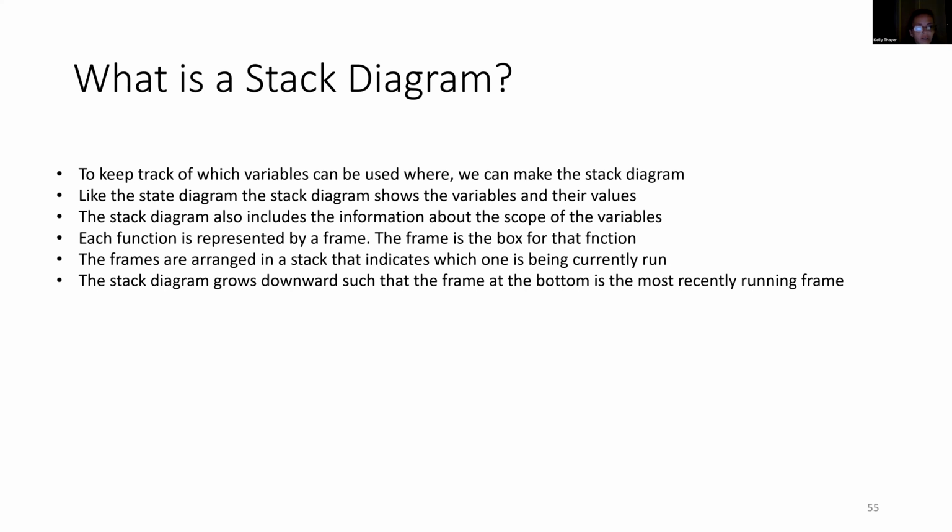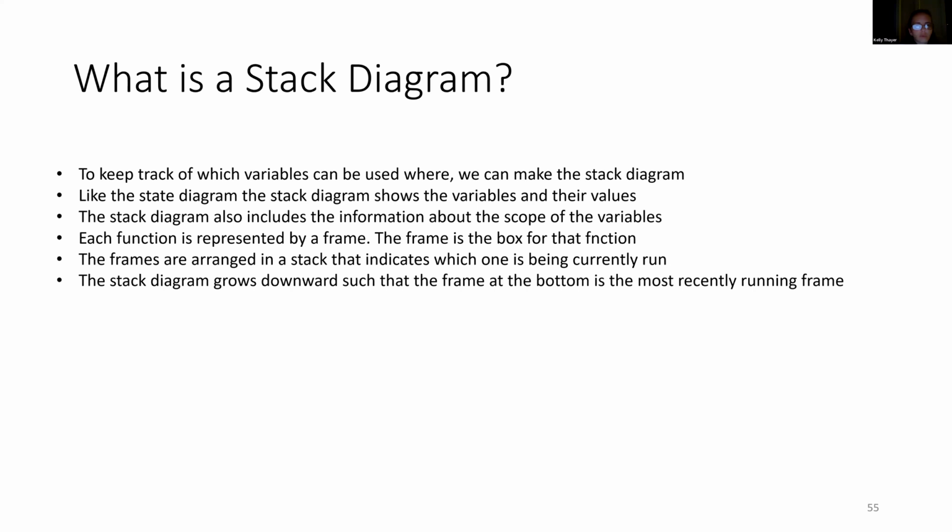Just like the state diagram, the stack diagram shows the variables and their values. Remember, we talked about the variable table. The stack diagram also includes the information about the scope of the variables. Don't forget that we have the global scope and the local scope. That is, variables can be used out in main, can be accessed there, but they can't be manipulated. And then we also have the local variables, which disappear when the function stops running.